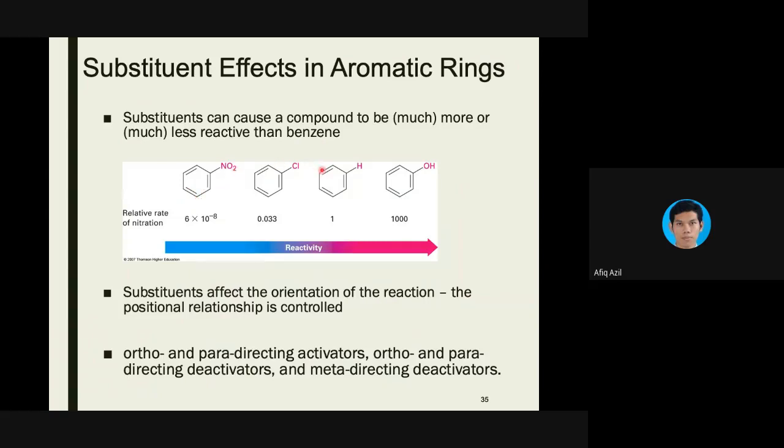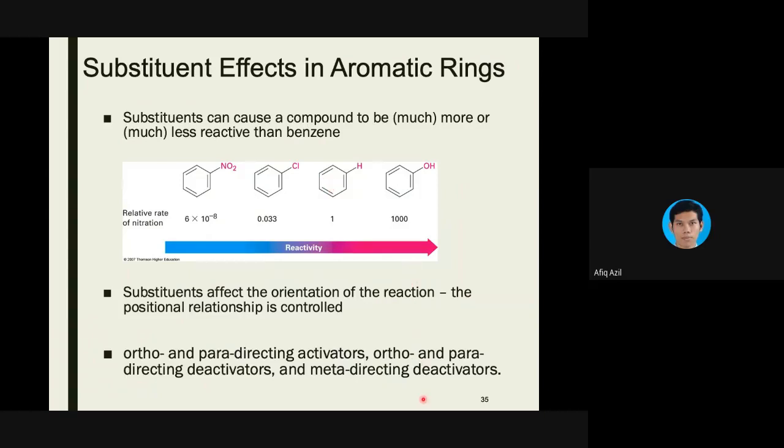So these substituents can be either ortho and para directing activators. That means they will direct the new substituents to the ortho or para position. And also we have ortho para directing deactivators. Deactivators mean it will go to ortho para, but it also deactivates the ring. It makes the ring less reactive.